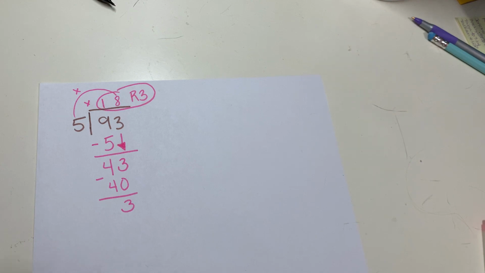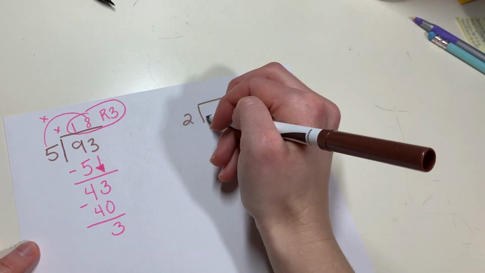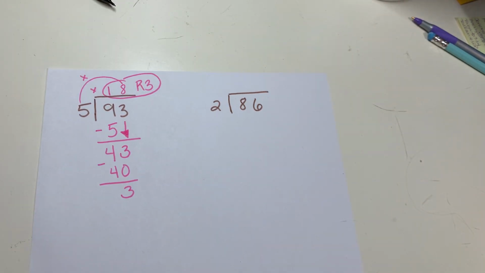All right, let's go ahead and try another one. 86 divided by 2. Go ahead and work on that one.